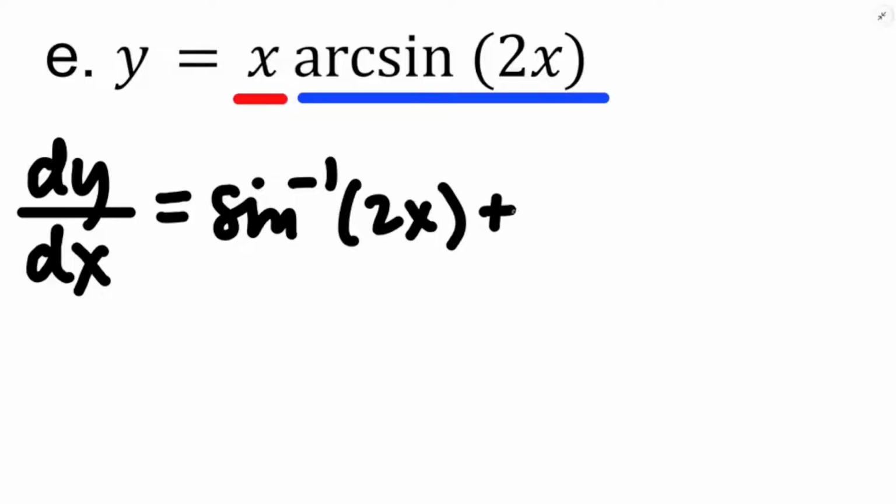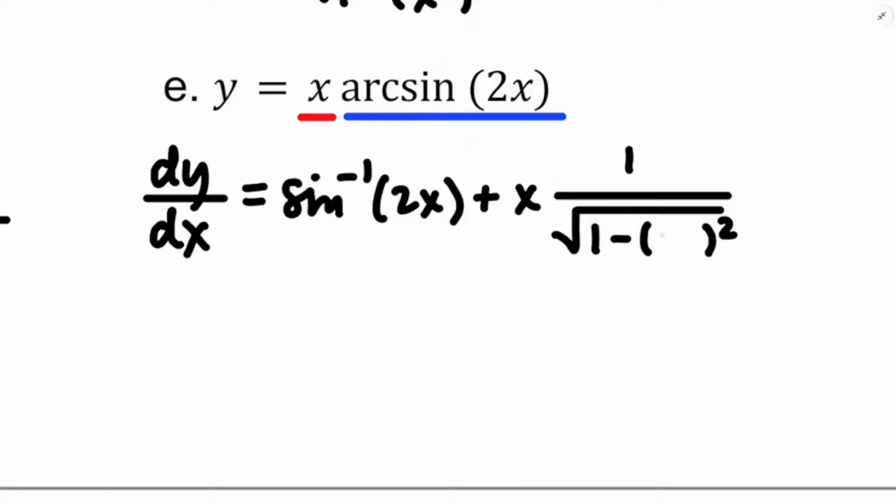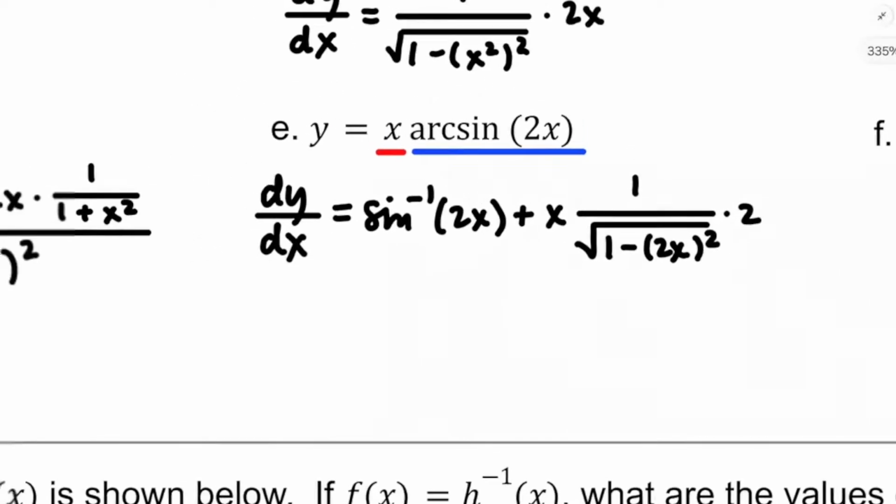I'm going to add, leaving red the same, taking the derivative of blue. And the derivative of arc sine of a thing, I'm not going to use the O's and the I's on this one because I think we've got it. It's 1 over the square root of 1 minus that thing squared. And that thing was 2x. Then we need to multiply by the derivative of that thing for the chain rule. And there we go. That's going to be a suitable expression for us.